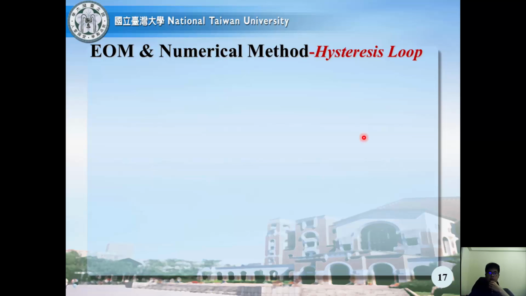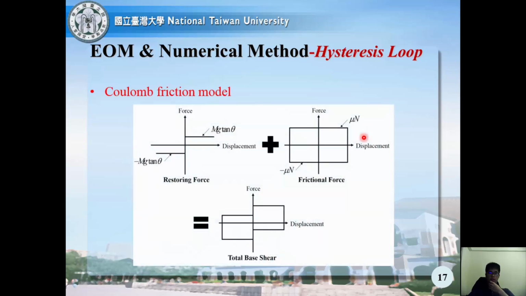And then here I'm going to talk about the hysteresis loop of our system. First of all, we may see that due to our slope sliding surface, the value of the restoring force may remain constant. And later on, we may see that because we adopt the Coulomb friction model, the value of the frictional force will remain constant as well. So finally, the hysteresis loop for the total base shear and the displacement response will be a twin flag hysteresis loop. And then the difference between each flag will equal 2 mu N.